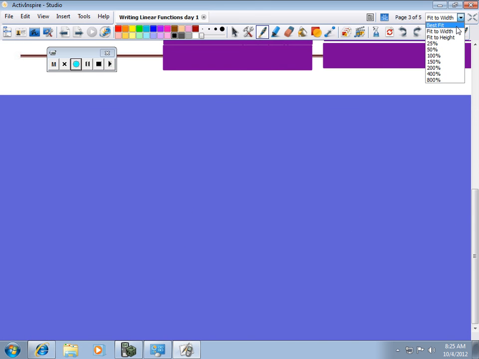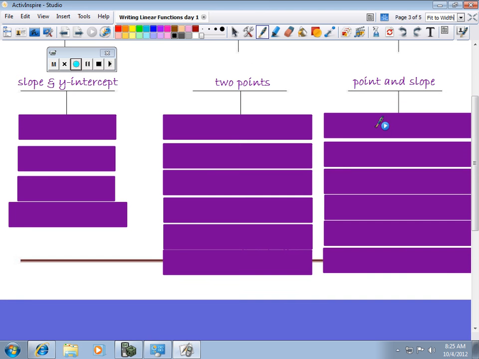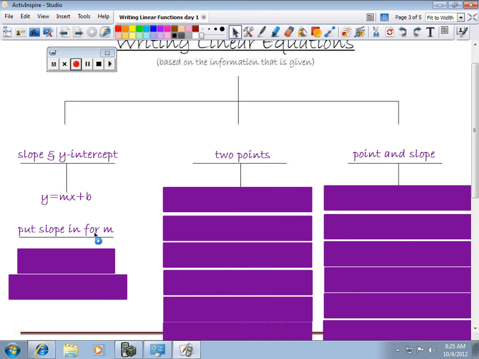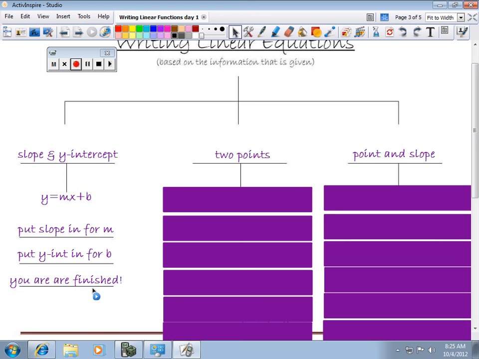So looking at a tree map, talking about how to solve. If you have slope and y-intercept given to you, you will use y equal mx plus b. You will put the slope in for m. You will put the y-intercept in for b. And you're finished. There's your equation.